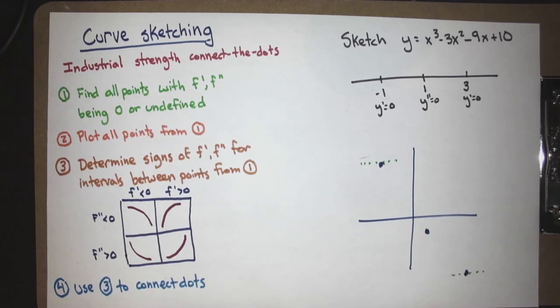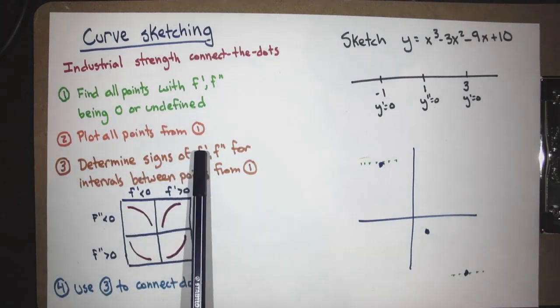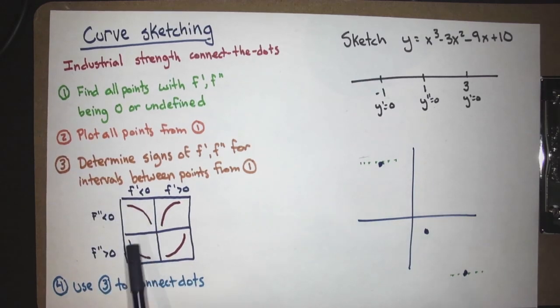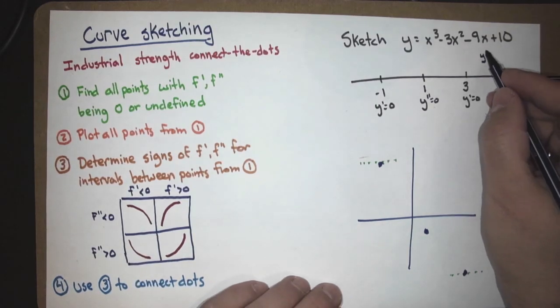Now, the next step is you want to say how is the derivative and the second derivative behaving in those intervals? What are the signs? Because if I know the sign of the first and second derivative, I have an idea of how the curve is bending. So if the first derivative is positive, and say the second derivative is positive, I'm bending up. Or the first derivative could be negative, the second derivative could be negative. I'm bending down in a particular way, and so forth and so on. So there's 4 categories.